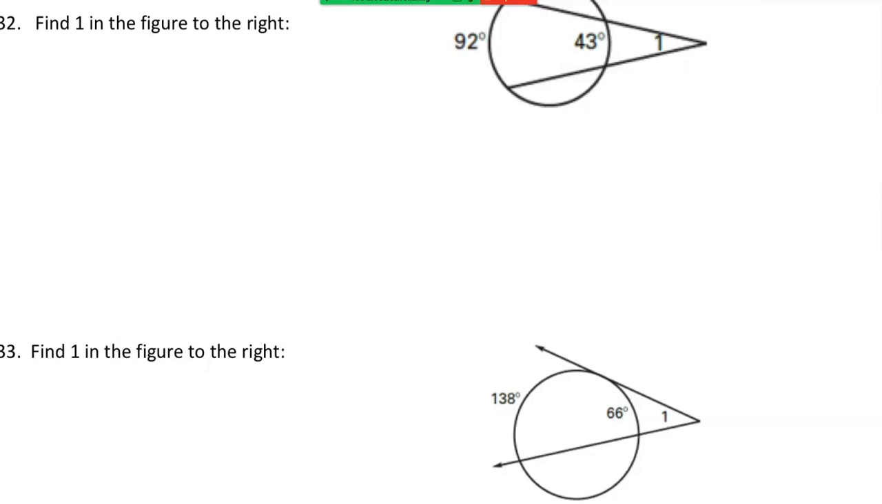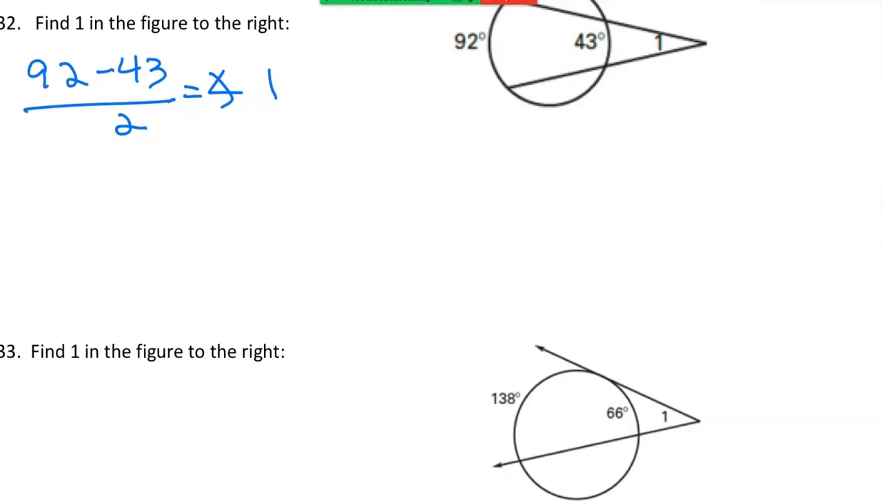So looking at 32, I see that I have an angle that's formed by two secant lines and that it's located outside the circle. So I know my formula from the formula sheet is going to be the outside arc minus the inside arc divided by 2 will equal angle 1. So let's do that math.